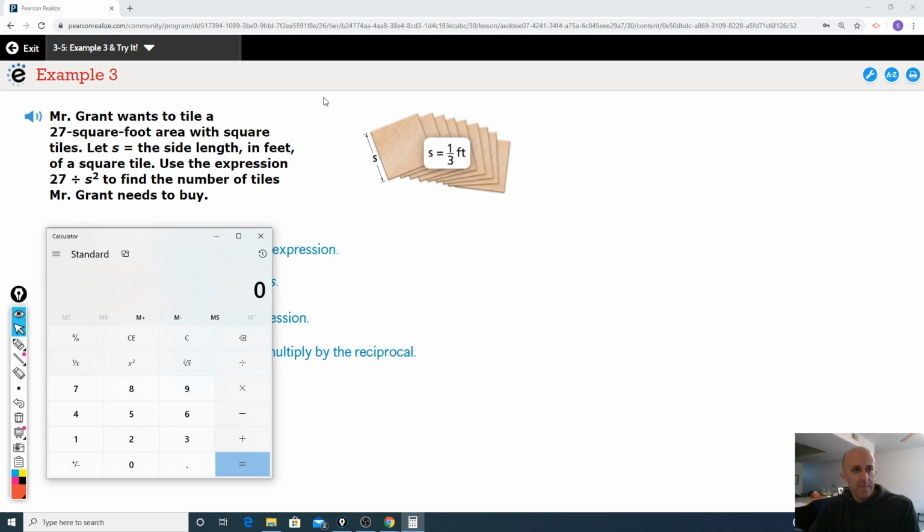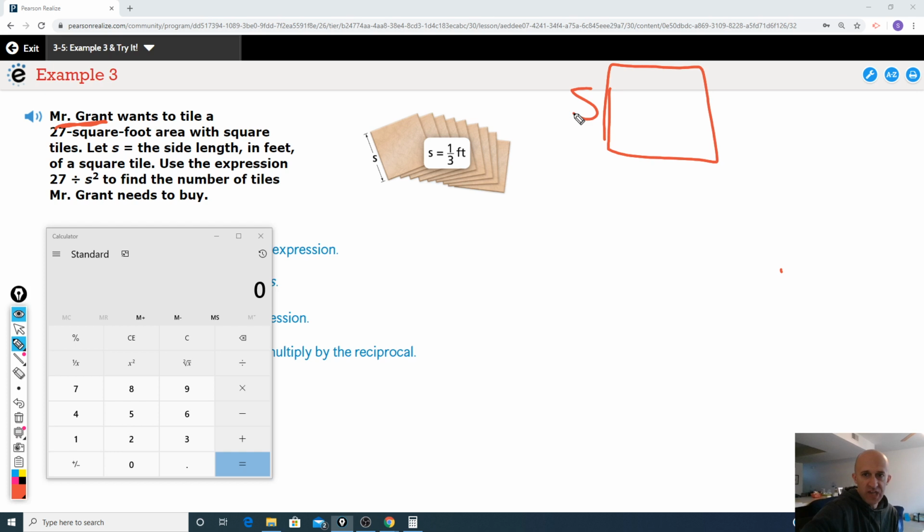So you got here good old Mr. Grant, who wants to tile a 27 square foot area with square tiles. Let S equal the side length in feet of a square tile. So if I have a square tile, S is a side length. Well, what do you think the other side length of a square would be? It's going to be S, because it's a square. All four sides are the same.